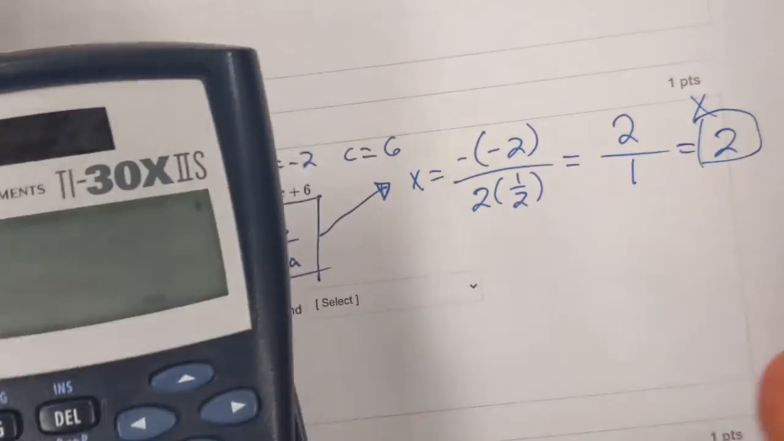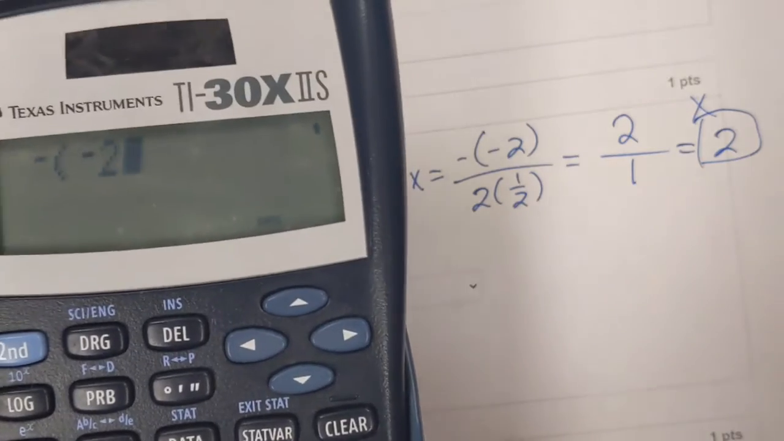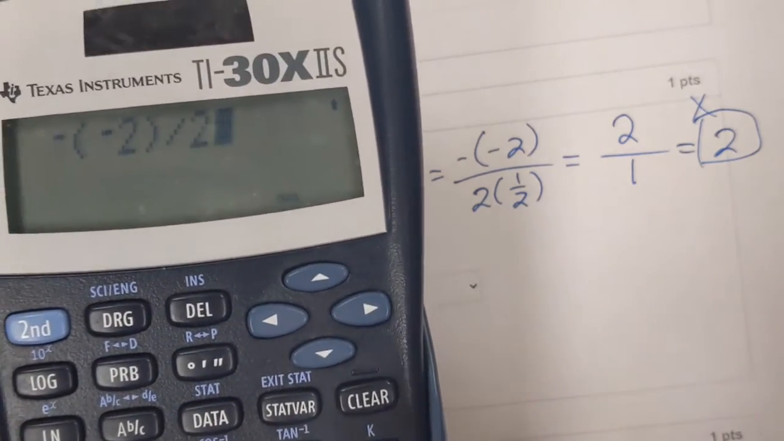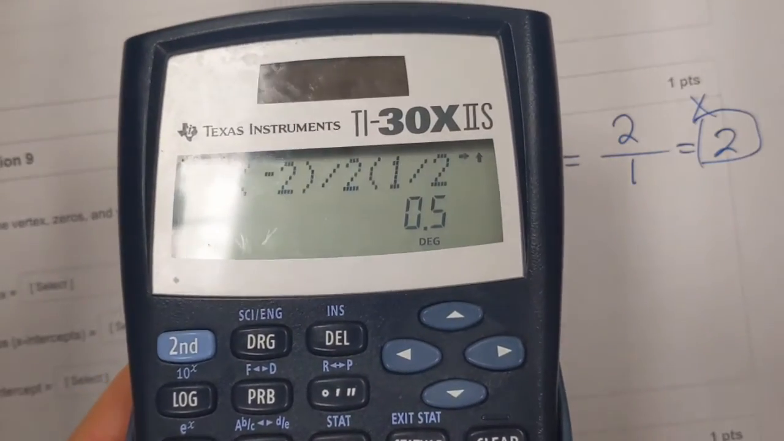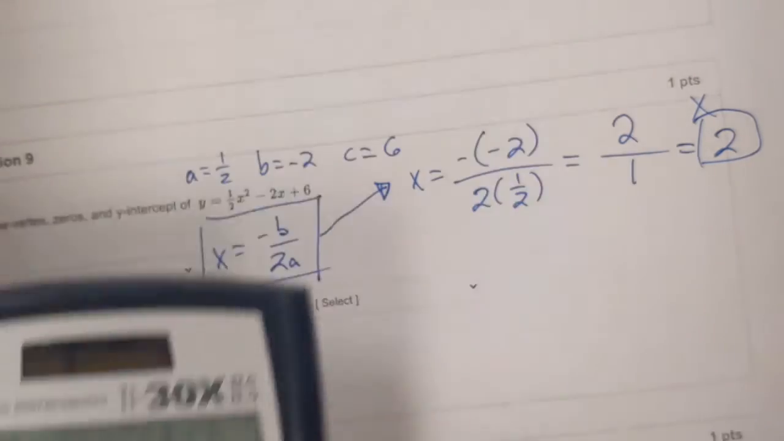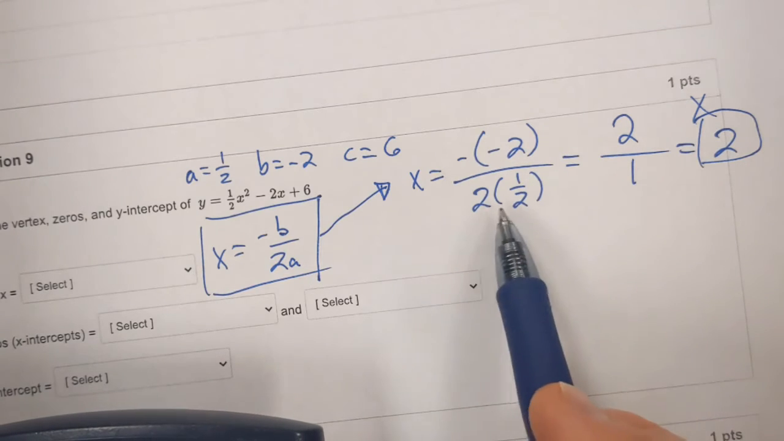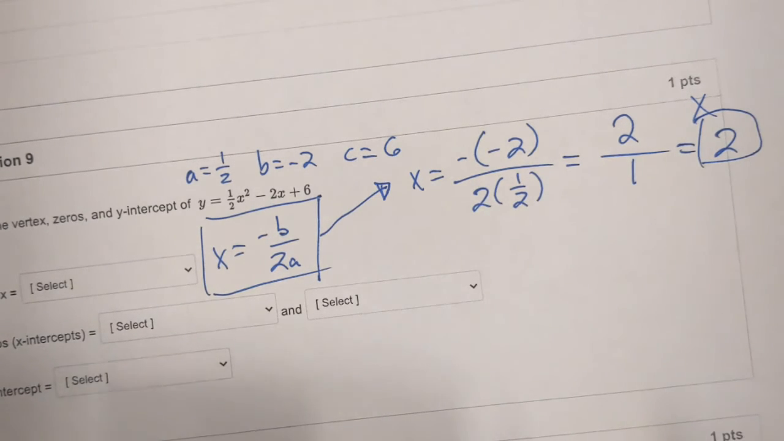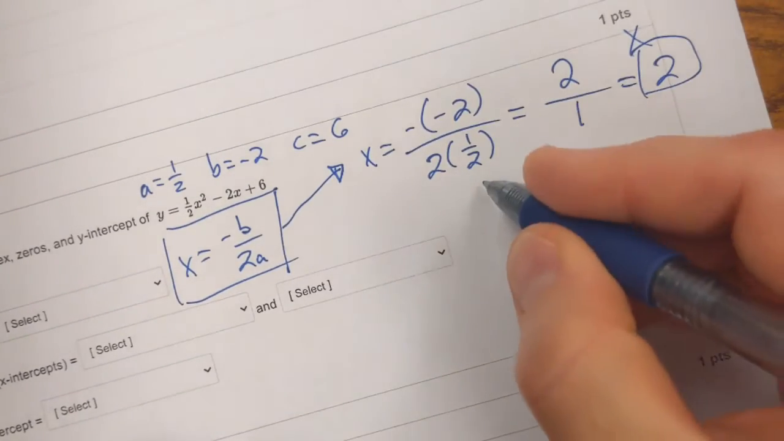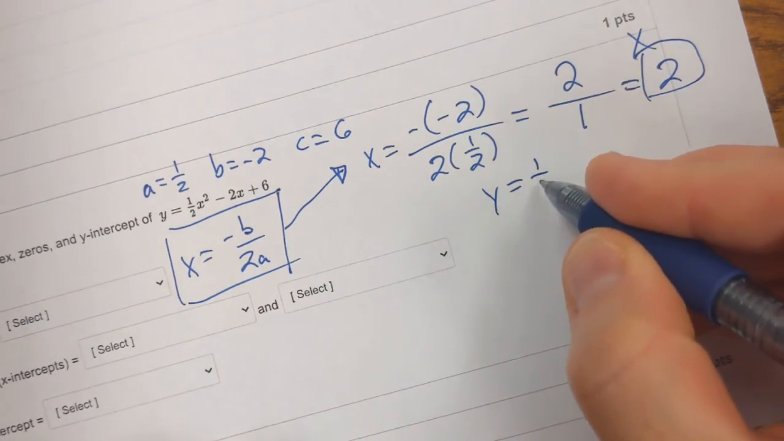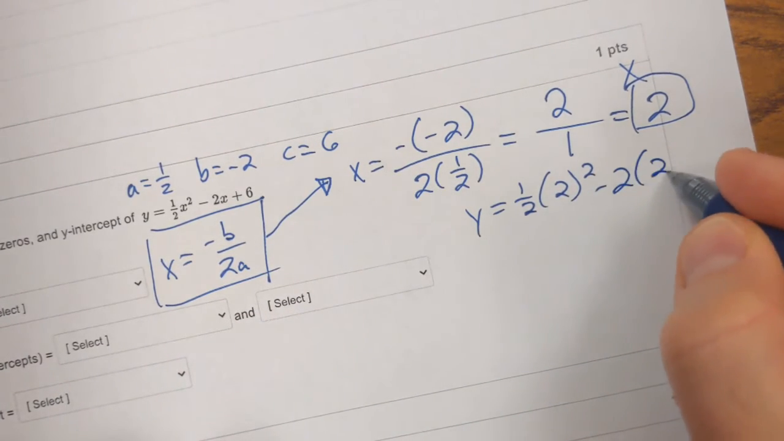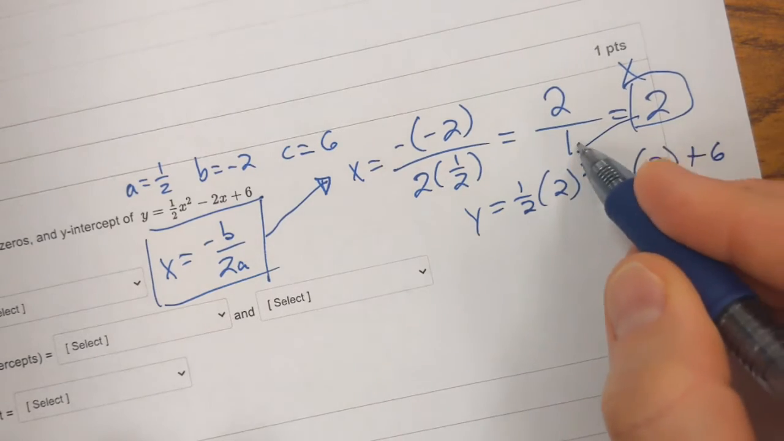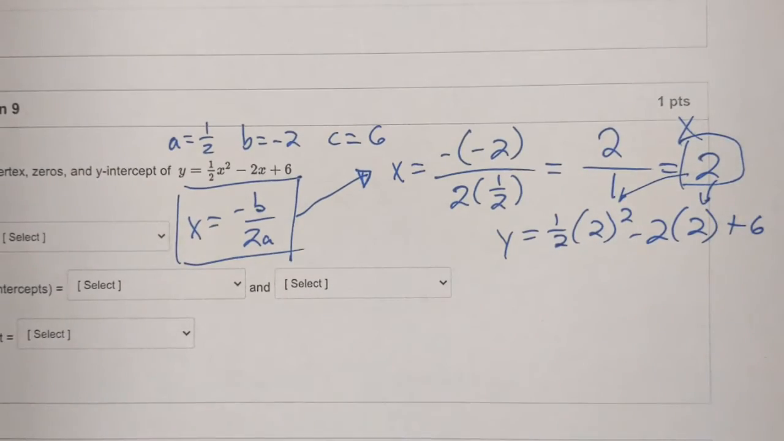But here's the mistake a lot of people make. A lot of students will try to type all of this in at once, kind of ignoring the rules of fractions, and you will get the wrong answer if you do that. Break it down: find the top, then find the bottom, and then you divide at the end. So there's a start to question 9. You'll still have to find the y value to finish up, but I'll let you do that on your own. Plug that 2 back into the original function. That will allow you to find your y value.